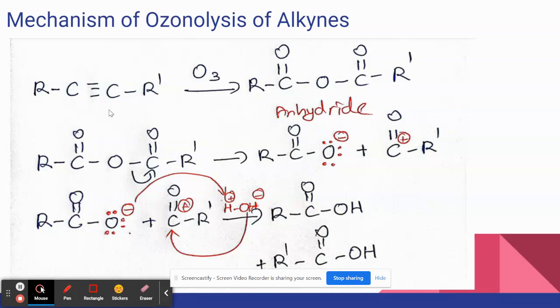To make the mechanism look easier, we'll separate the anhydride into two compounds, and we'll get this compound and this compound. After that, the OH will attack the second compound, and the first compound will take the H, like the same reaction as a proton transfer, and we'll get two carboxylic acid compounds as the final products.